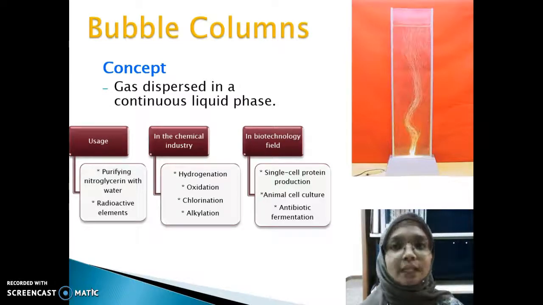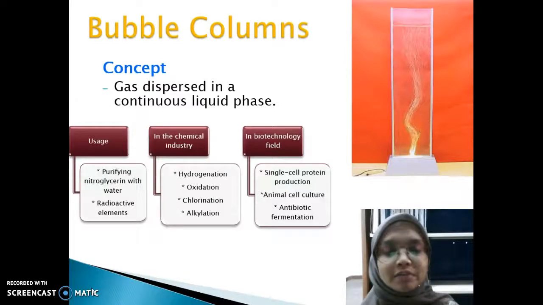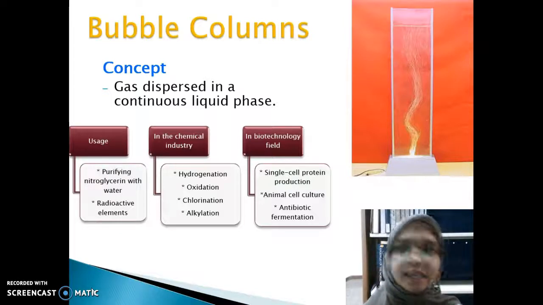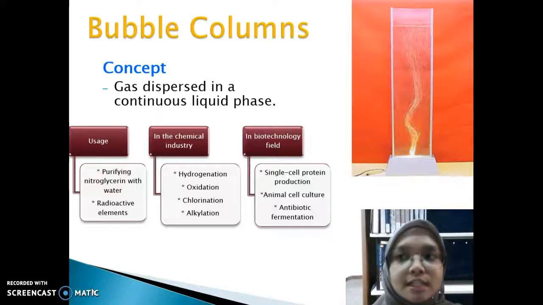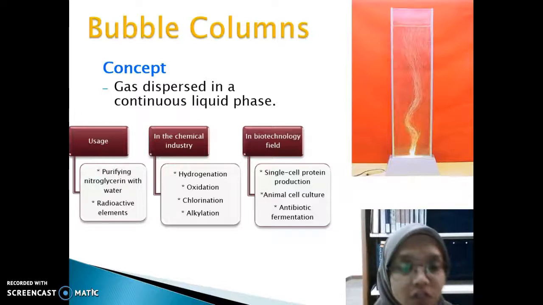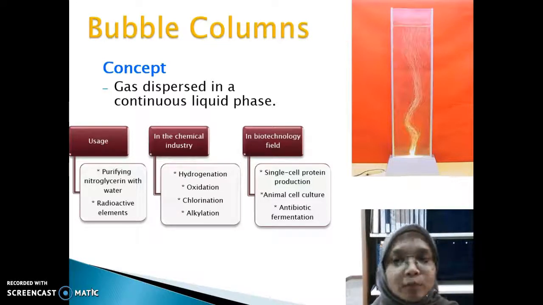Bubble column is commonly used in purifying nitroglycerin with water. Other than that, it can be used for radioactive elements because there are no moving parts in a bubble column reactor. In the chemical industry, it is used for hydrogenation, oxidation, chlorination, and alkylation processes. Alkylation is very familiar in the manufacture of synthetic fuels by gas conversion. In the biotechnology field, bubble column is useful in single cell protein production, animal cell culture, and antibiotic fermentation.